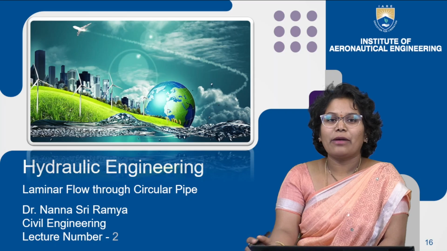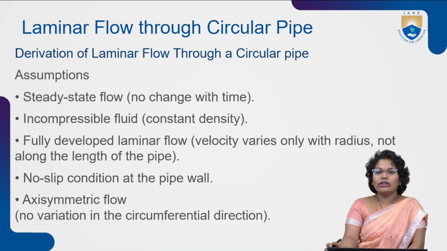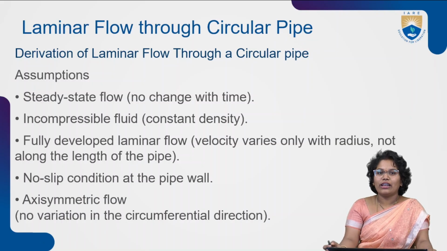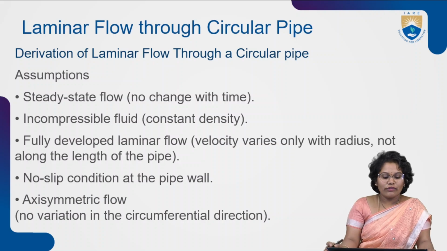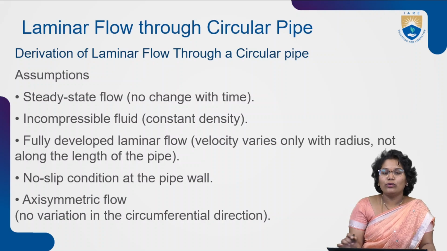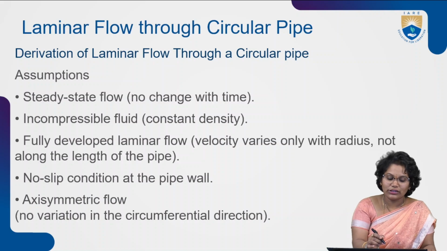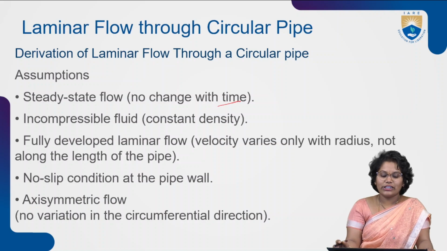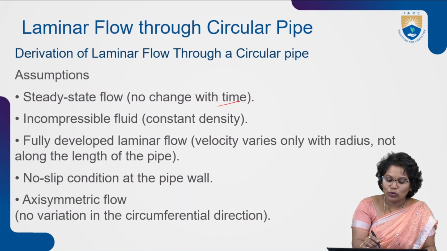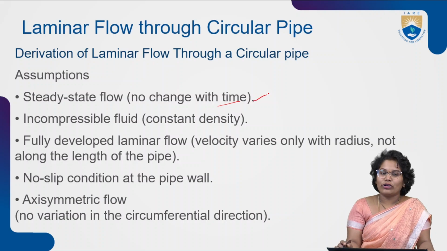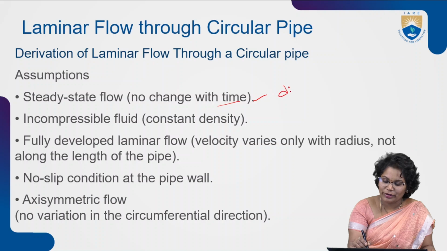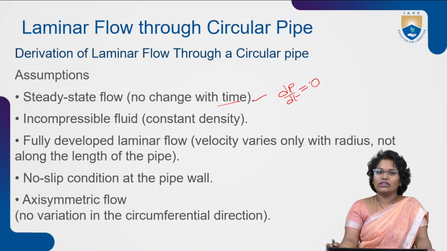Today's topic is laminar flow through circular pipe. So here we are deriving laminar flow through a circular pipe. Here are the assumptions. The first assumption to derive laminar flow is steady state flow. The flow should be in steady state. That means there is no change with time. Whatever parameter we take, its change with respect to time should be equal to 0.